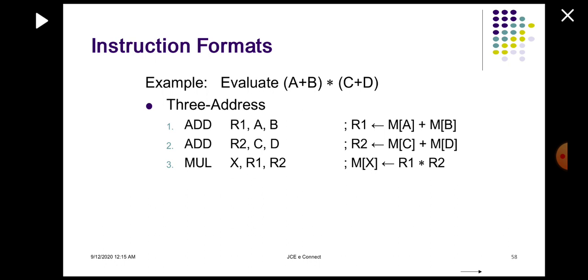So MUL X, R1, R2. It will multiply the contents of R1, which is nothing but the sum of A plus B, with R2, which is the addition of C plus D, and the result of the multiplication is stored in memory location X. So this is how the task is done in the assembly language processor.